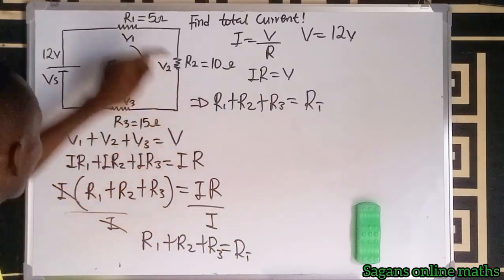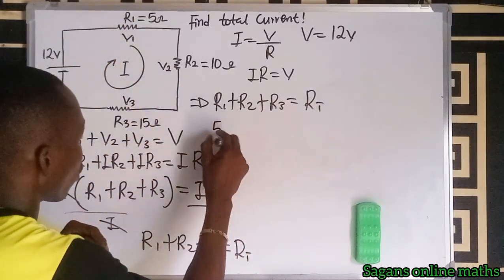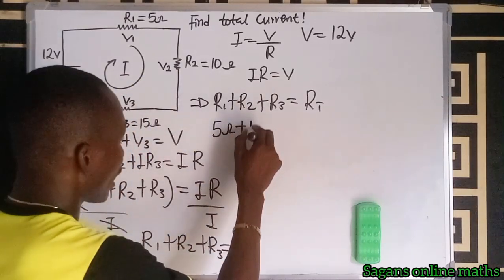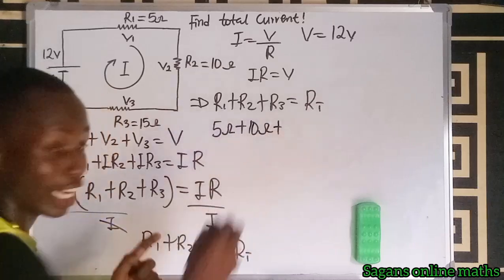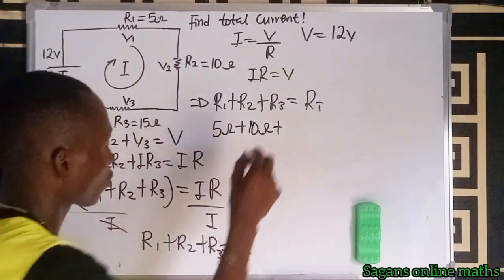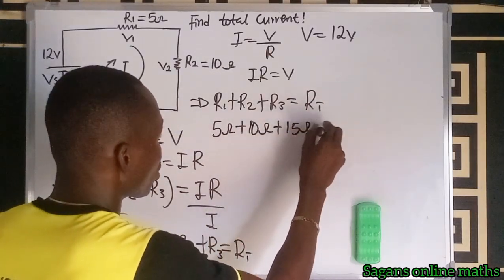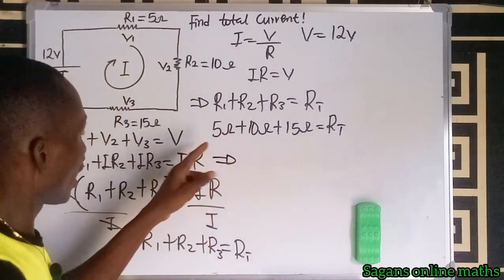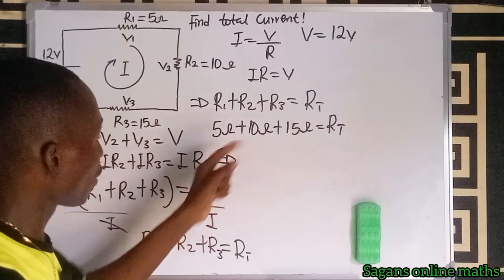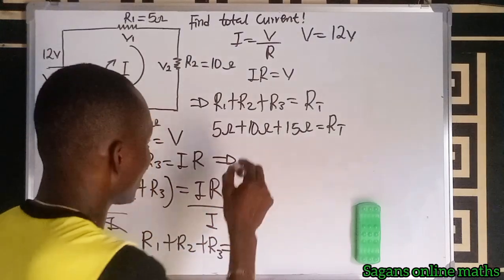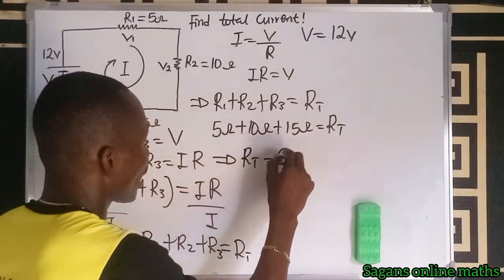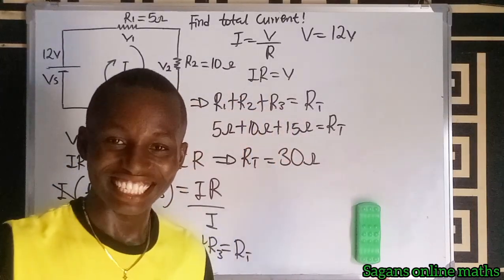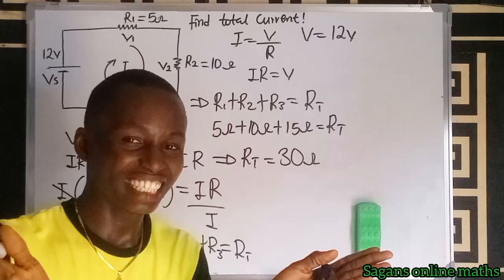We know that R1 is what? R1 is 5 ohms, right? Plus what is R2? R2 is 10 ohms, right? Plus what is R3? R3 is 15 ohms. So yes, 15 ohms equals the total resistance. It implies that 5 plus 10 is 15, 15 plus 15 equals 30 ohms. So you see that total resistance is equal to 30 ohms. Wow, this is amazing. Can you see how simple and interesting it is?